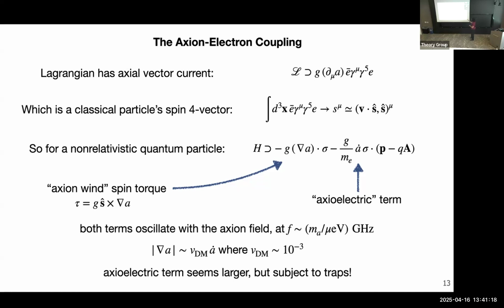And also, we get a term that looks like the time derivative of the axion times the spin dot velocity of the electron. So velocity here being (p minus qA) over m. And so these two terms have names. The first one is called the axion wind term.